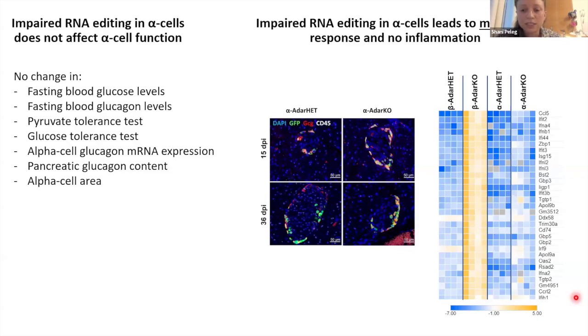And these results were reflected by the interferon response that we saw in mutant alpha cells. So here we can see the expression of a panel of interferon-stimulated genes in beta Adar knockout beta cells and alpha Adar knockout alpha cells and their controls. And we found that the interferon response in Adar knockout beta cells was significantly higher than the interferon response induced in Adar knockout alpha cells. So we conclude that impaired RNA editing in alpha cells doesn't impair alpha cell function and leads to only a minor interferon response, which is not enough to attract immune cells.